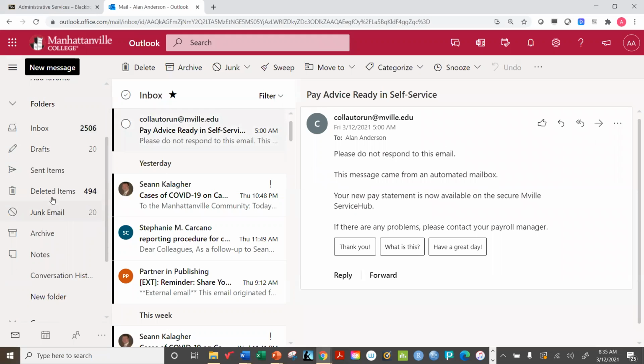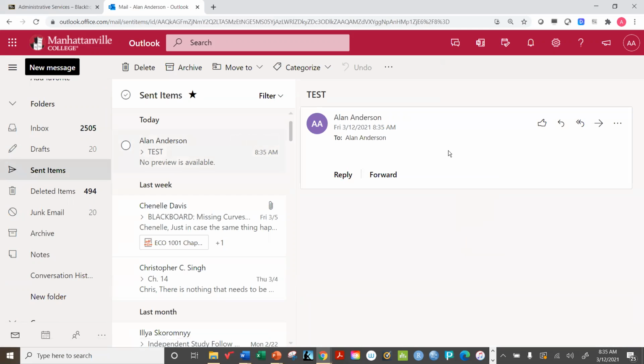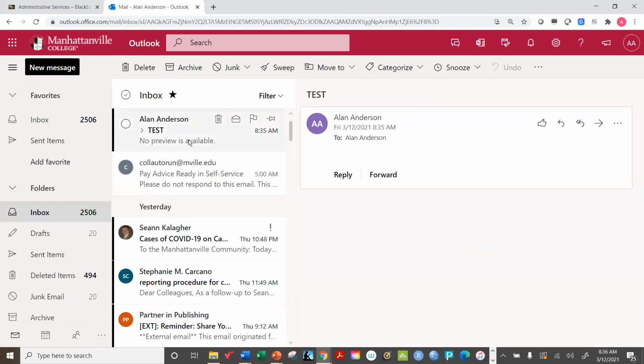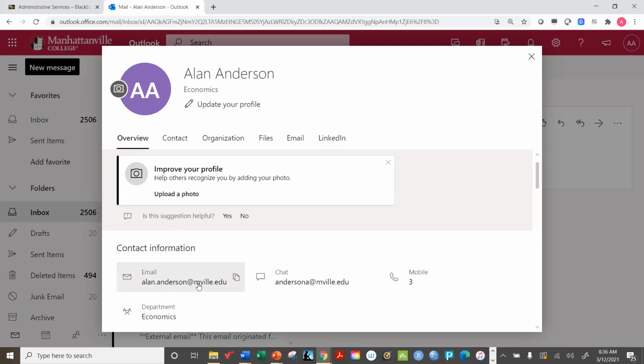All right, now you see what I mean? This is so ridiculous. So I sent it, and now whether it arrives or not is a different matter altogether. There it is. Okay, so you can feel free to use that email address. If you saw me doing it, it's alan.anderson, there it is, at mville.edu. And if you forget, it's not the end of the world, but try to remember to send it there.